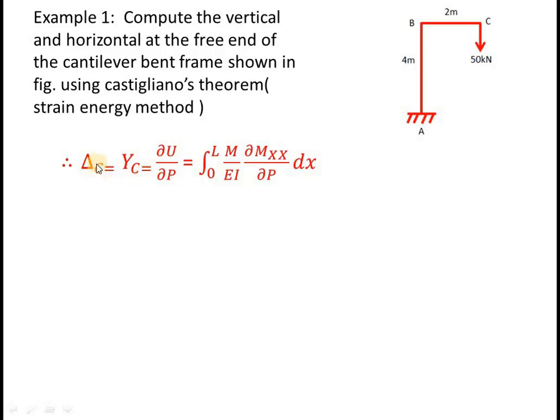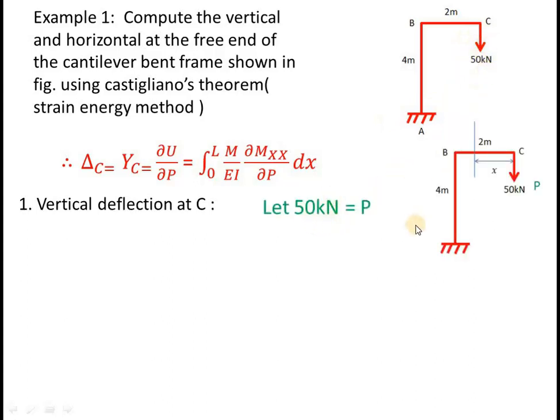So you know that delta C, the deflection at C, is the partial derivative of total energy with respect to P, that is equal to the integration of M by EI into ∂M/∂P into dx. Now to get the vertical deflection at C, if the load is acting at that point, you have to call that load itself P. So let 50 kN equal P.